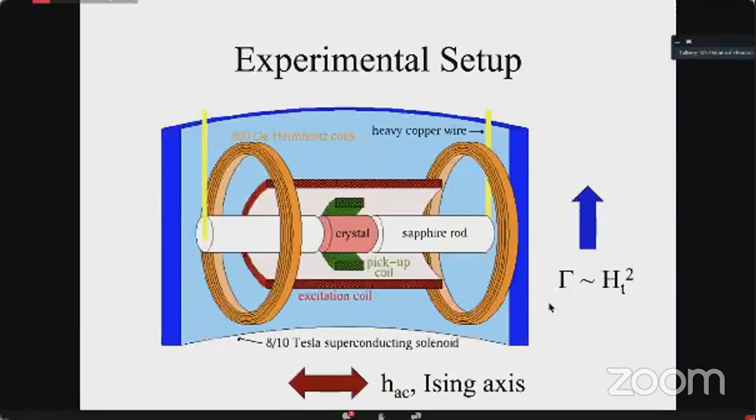This is the experimental setup. We're going to take the material, we're going to mount it with its Ising axis along here, along the sapphire rod. We're going to have an AC susceptibility measurement with these coils that are wrapped around the crystal. The sapphire rods are for thermal heat sinking. And then we're going to put the transverse field perpendicular to the Ising axis, where we have another set of magnets to compensate for any misalignment of the transverse field. So we can make sure that there's no DC longitudinal field, which would just suppress the response and be uninteresting.